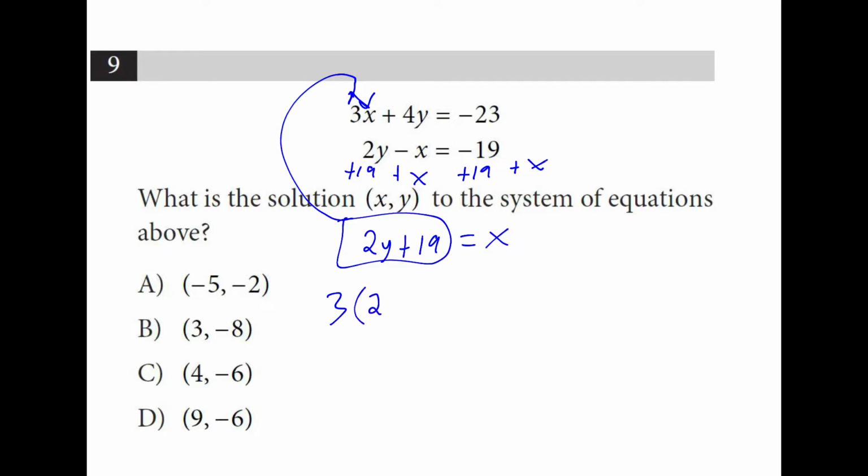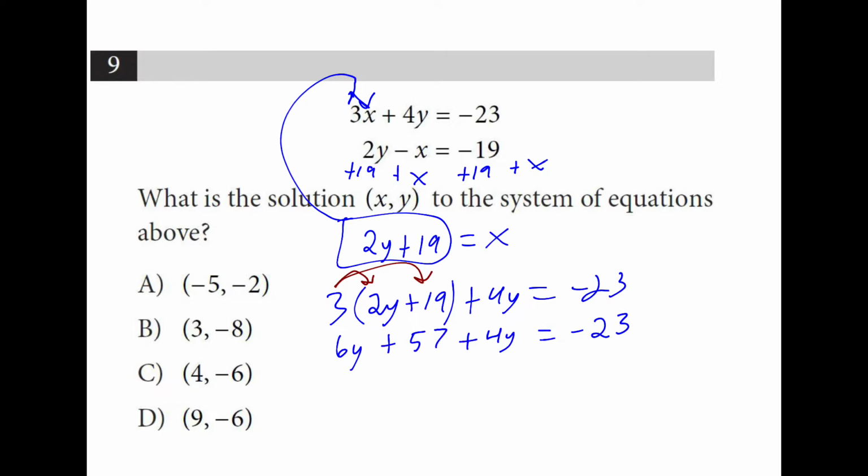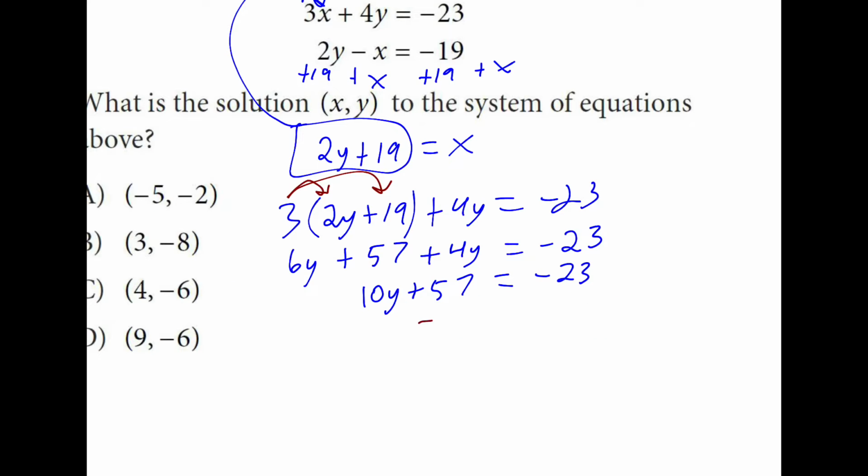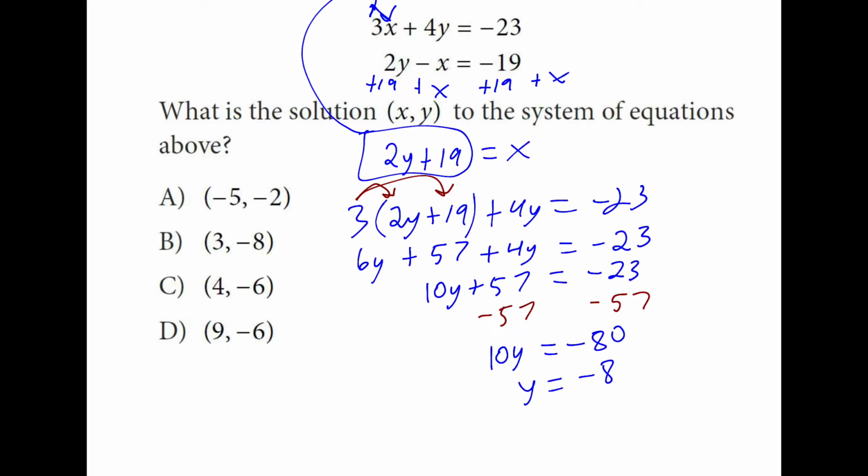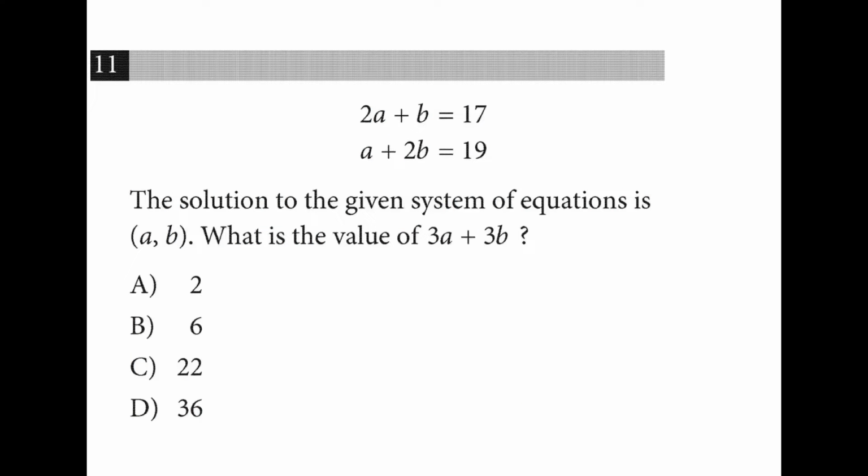So 3 times (2y plus 19) plus 4y is equal to negative 23. Then I'm going to distribute the 3, combine like terms, and subtract 57 from both sides. If I divide by 10, I get that y is equal to negative 8, which means this must be b. The solution to the given system of equations is (a, b).